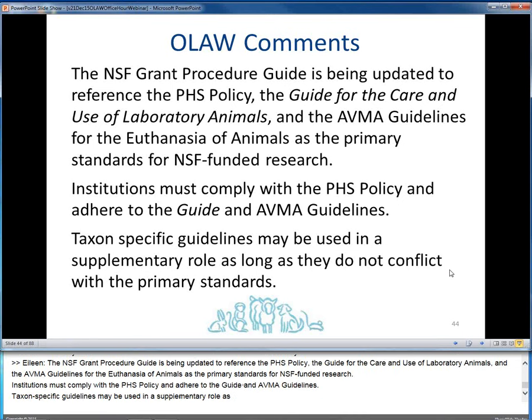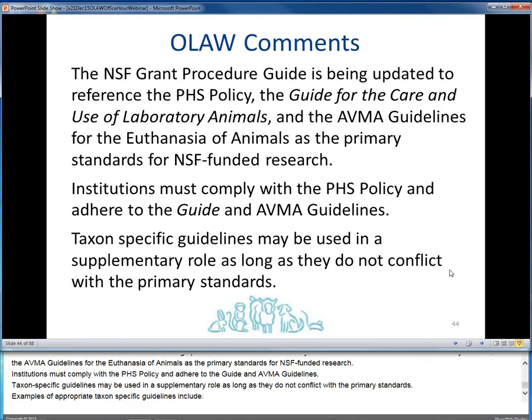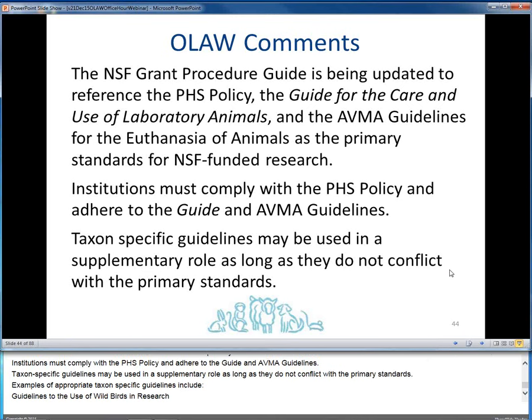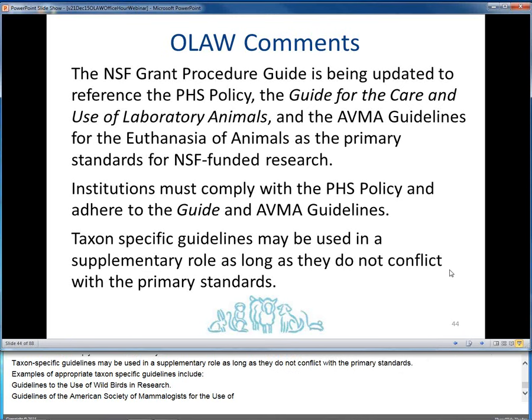Taxon-specific guidelines may be used in a supplementary role, as long as they do not conflict with the primary standards. Examples of appropriate taxon-specific guidelines include guidelines for the use of wild birds in research, guidelines of the American Society of Mammalogists for the use of wild mammals in research, and guidelines for the use of fishes in research.